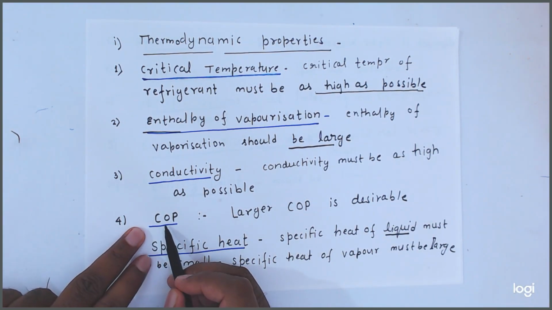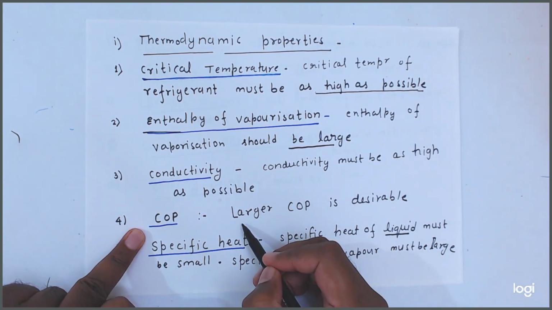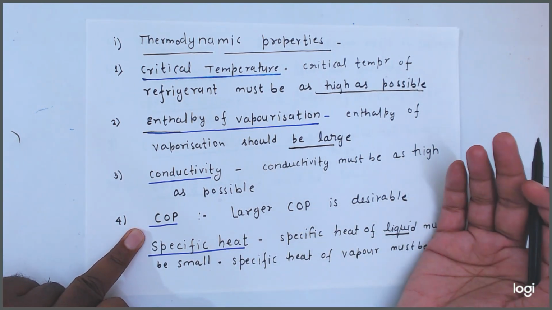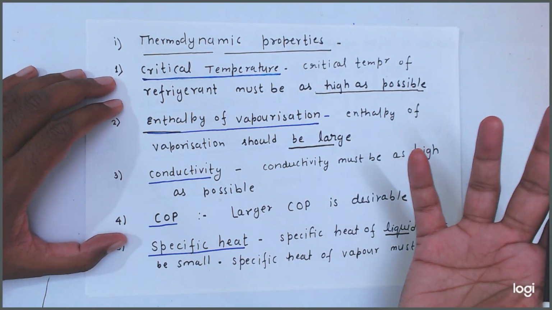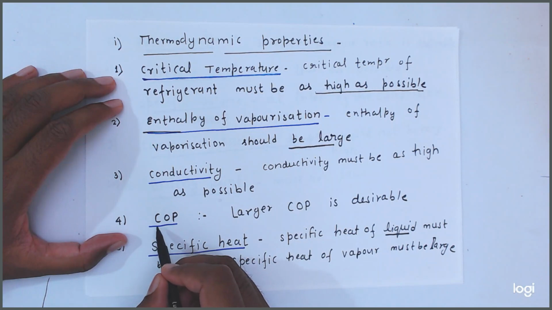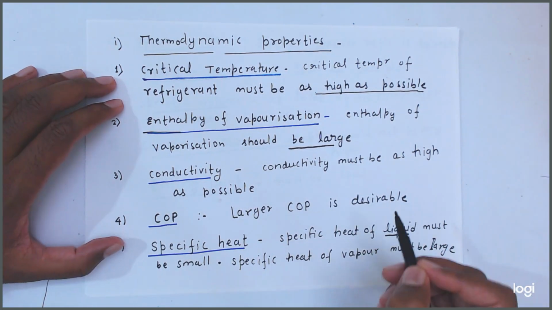COP, the coefficient of performance, decides the running cost. If a larger COP is there, a smaller cost will be there. We know, friends, that we have to give lower cost and achieve more profit. So COP should be larger so that our cost will be reduced.